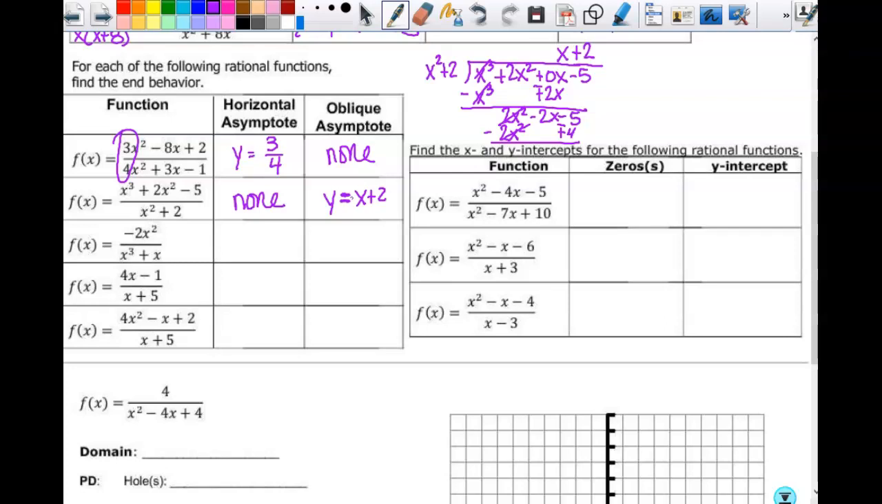All right. Then here, this is bottom heavy. Bottom heavy means I have a horizontal asymptote at y equals 0. It's that easy. These are tied in degree, so y equals 4. So this has to be none, and this has to be none.